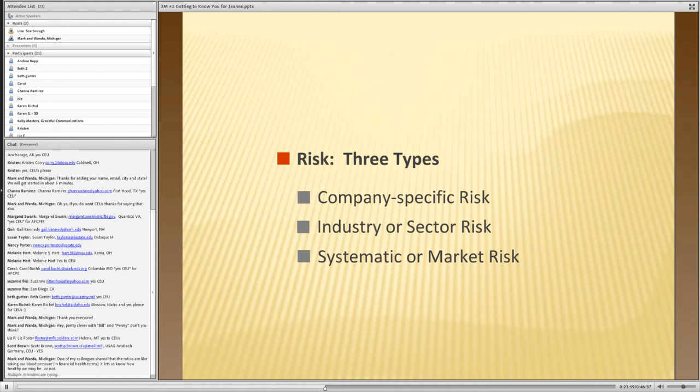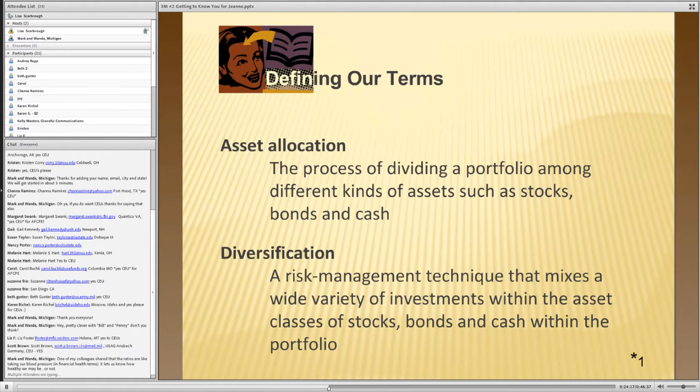Now, 70% of the risk of you being in the markets is industry and sector risk and company-specific risk. So part of asset allocation and diversification is to try to remove as much industry sector risk and company-specific risk as possible so that we are left primarily with just the risk of the market. Asset allocation is the process of divvying up a portion of your money into different kinds of assets, such as stocks, bonds, cash, hard assets, and real estate. Diversification is then the risk management technique that mixes up a wide variety of investments within each asset class.